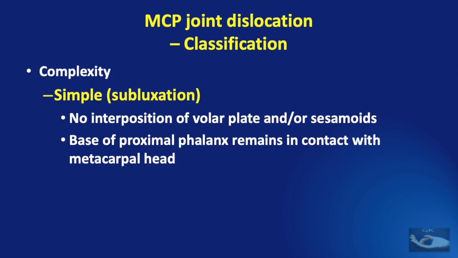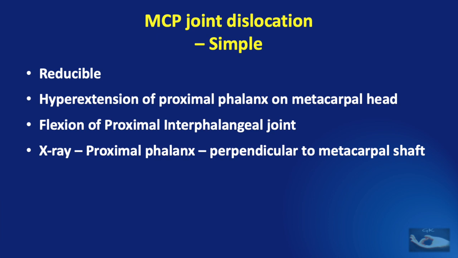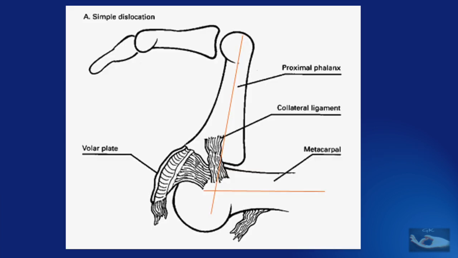In a simple dislocation, which is usually a subluxation, there is no interposition of the volar plate or the sesamoids, and the base of the proximal phalanx remains in contact with the metacarpal head. This pattern of dislocation is reducible, and there is a hyperextension of the proximal phalanx on the metacarpal head with the flexion of the proximal interphalangeal joint. In the X-ray, the proximal phalanx is typically perpendicular to the metacarpal shaft.